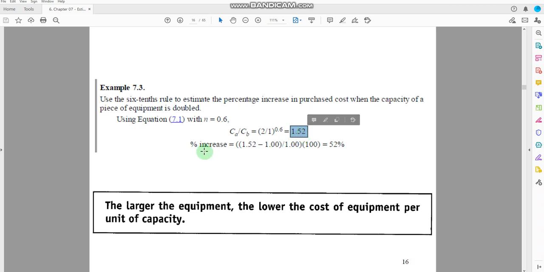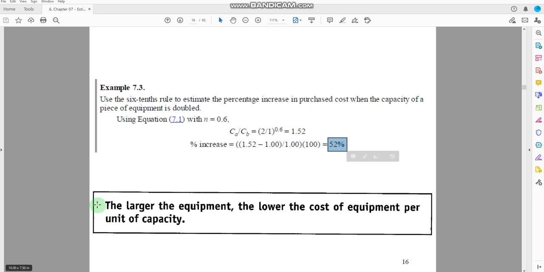Now here you can calculate the percentage increase: 1.52 minus 1, divided by 1, multiplied by 100. So you would see that if the size of the equipment is doubled, the cost is not doubled; it only increases by 52%. So the cost does not increase linearly with the size of the equipment, and therefore there is a special impact of the cost exponent. The size of the equipment is doubled, but the cost increases by only 52%.